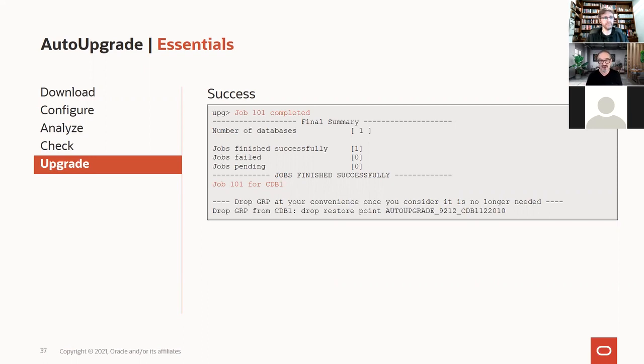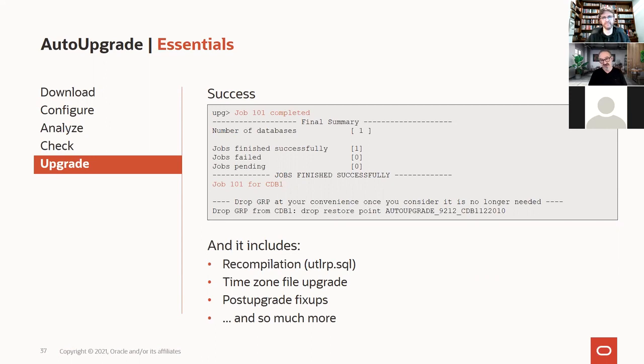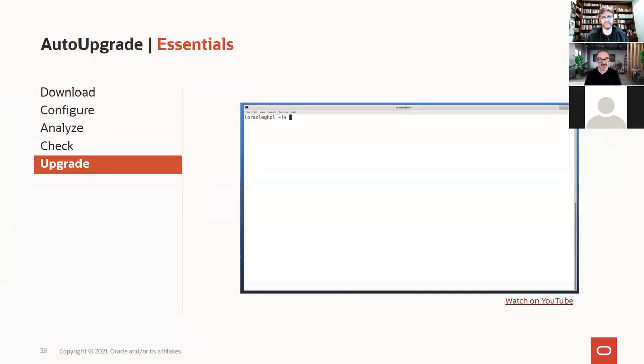Just run AutoUpgrade -restore -job, and the job number was 101. And then it goes backwards with a flashback database. And this is important to mention. Around that, it covers all the SRVCTL part, and it copies back SP files and everything in place again. Recompilation done, time zone, post-upgrade, and much, much more. Let us have a quick demo here to see how that works.